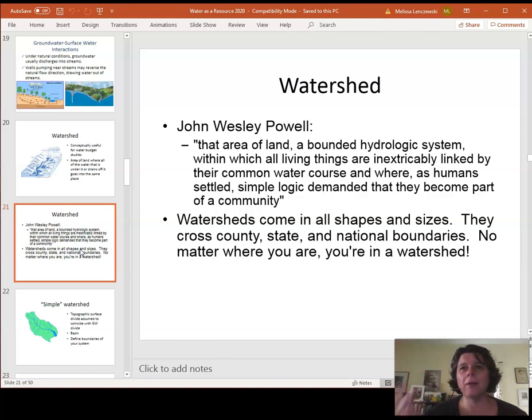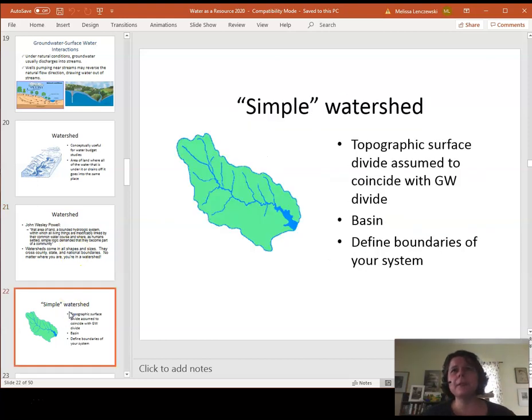So sometimes when we look at water issues, you're going to start noticing that right at a state boundary you think, oh, wait a second, that water doesn't cross state lines. No, it doesn't matter where you are. You're going to be in somebody's watershed, and you have to be careful because you could be impacting it. So a simple watershed is the topographic surface divide, assuming it coincides with the groundwater divide. Sometimes it does, sometimes it doesn't. It's a basin, and it defines the systems that you're in.